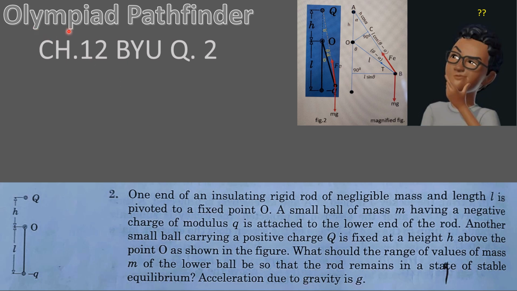This question is from Olympiad Pathfinder, Chapter 12, Build Your Understanding, question number 2. The question is: one end of an insulating rigid rod of negligible mass and length L is pivoted to a fixed point O. A small ball of mass having a negative charge of modulus Q is attached to the lower end of the rod.